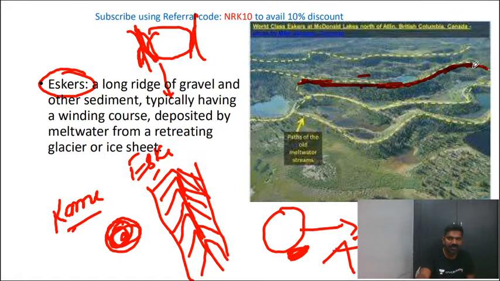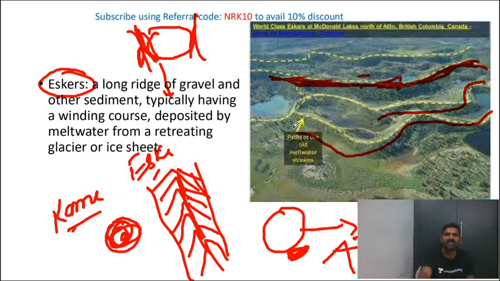Okay, and you've got eskers. What are eskers? When the glacier is moving, it will deposit in the form of a ridge. See, these are depositional, whereas what we spoke about earlier is the erosional. So if it deposits in a long row like this, these are called eskers. But if deposition is happening at one place like this, this is called a kame.